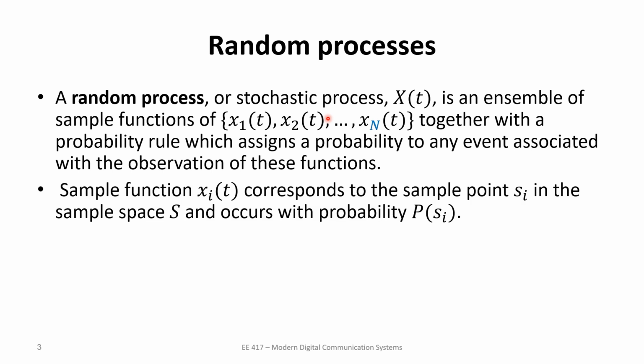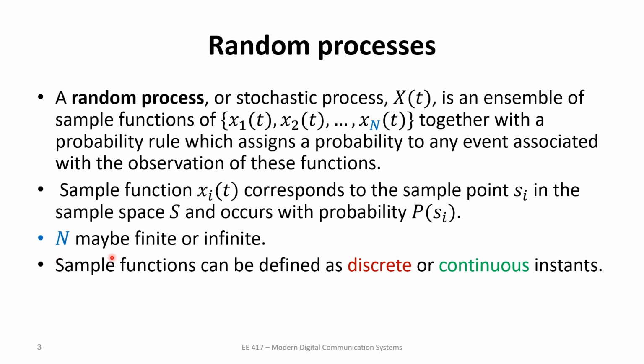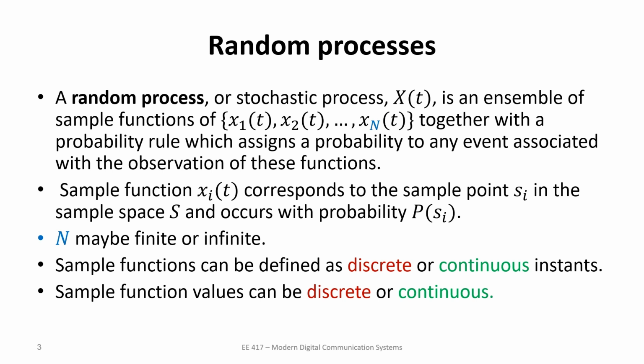So the sample function corresponds to a sample of this sample space, capital S, and it occurs with a probability of P of S. We could have infinite number of possible outcomes, or we could have finite number, capital N. Now sample functions, the function that we generate could be discrete or continuous. So we could have discrete random process or a continuous random process. Similarly, the sample function value itself can be continuous or discrete.